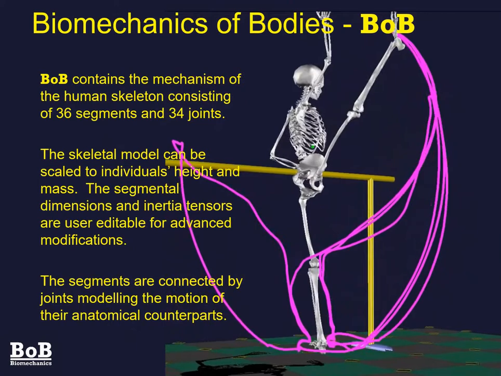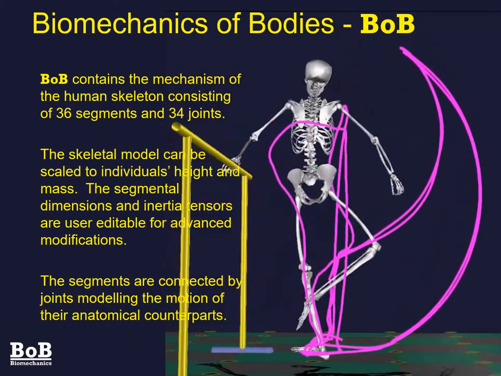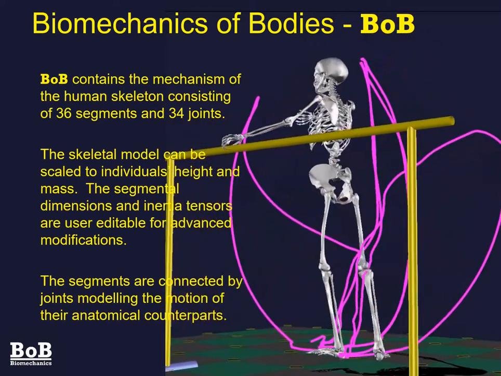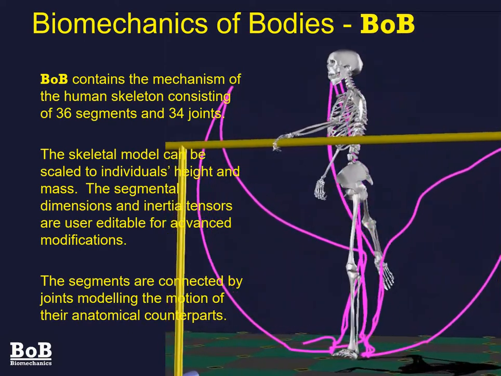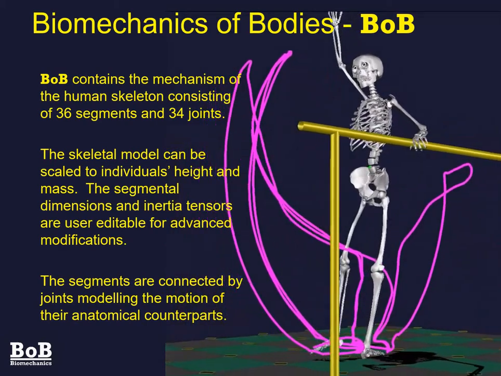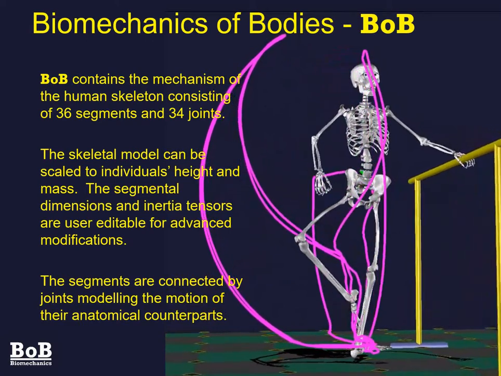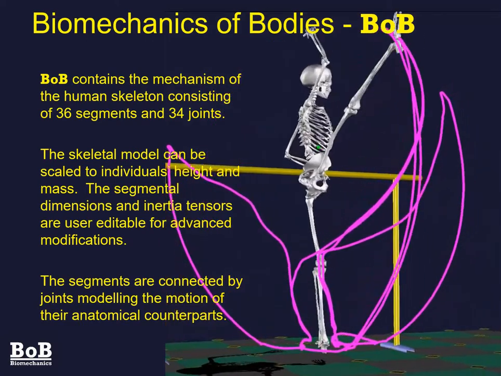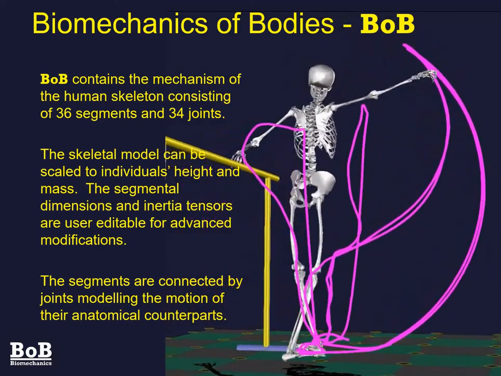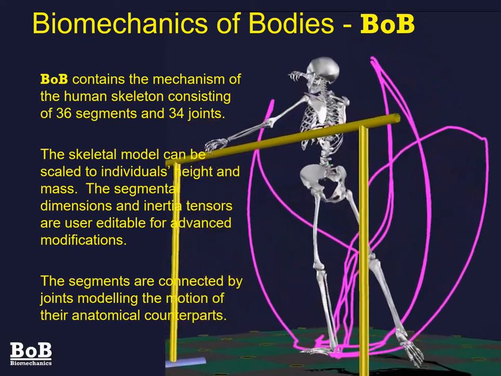BoB contains a human musculoskeletal model. The body is broken down into 36 segments, and these segments are joined by 34 joints. The segments are the major components of the human body, for example, the thorax, the skull, the pelvis, the upper arm, the lower leg, the foot, the hand. These segments are then joined by the appropriate joints. The user can change the overall height and mass of the subject, or alternatively, they can go in and change the individual dimensions and inertia properties of each individual segment.